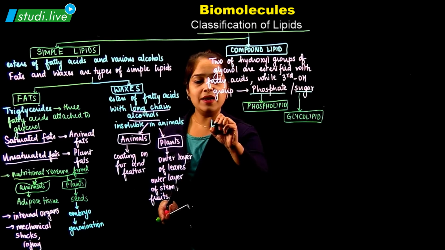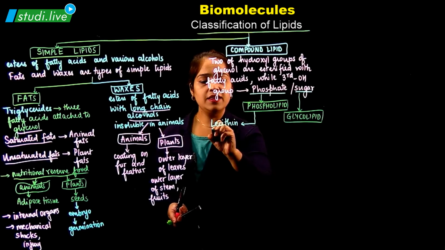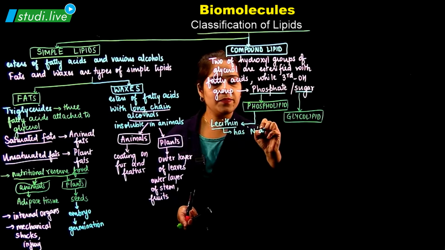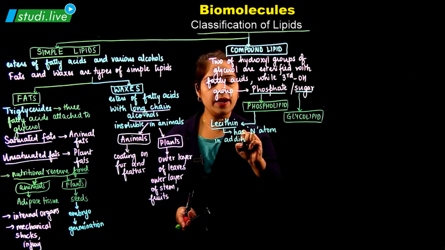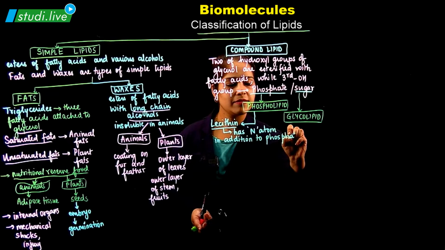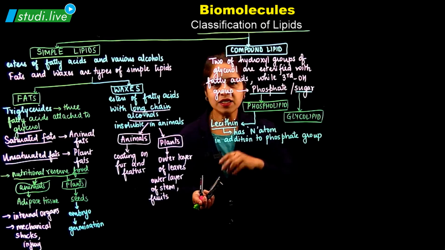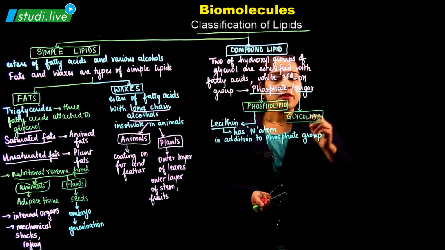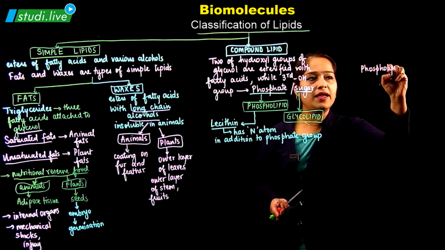For example, lecithin is a phospholipid. This lecithin has a nitrogen atom in addition to the phosphate group. This phospholipid is present in the cell membrane.